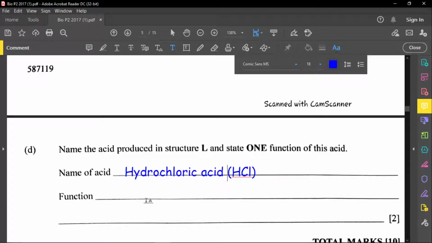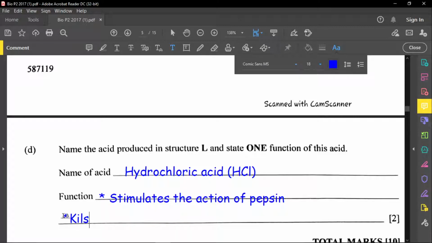The function. Hydrochloric acid has a lot of functions, but in terms of digestion right now, I'm going to put two functions for you. They only ask you for one function, but let me just give you two real quick. One of the functions here is that it stimulates the action of pepsin, and pepsin will break down the protein. So that's one function there. Another function is that it also aids in killing bacteria. So the hydrochloric acid will also help to kill bacteria.